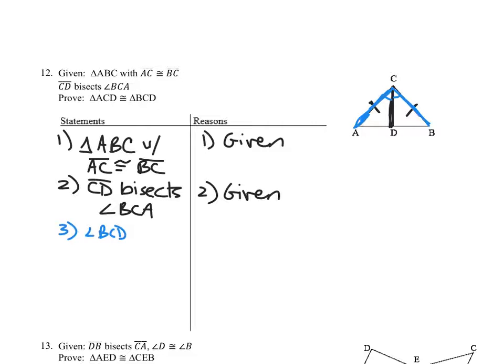is congruent to angle ACD. Definition of angle bisector.